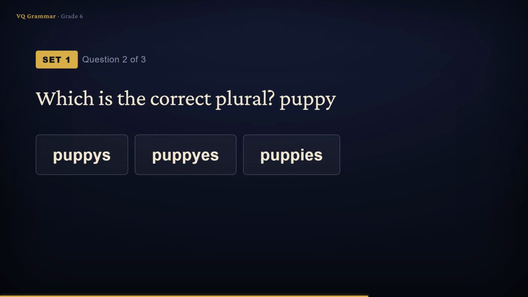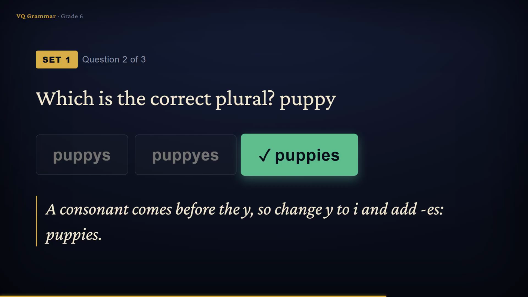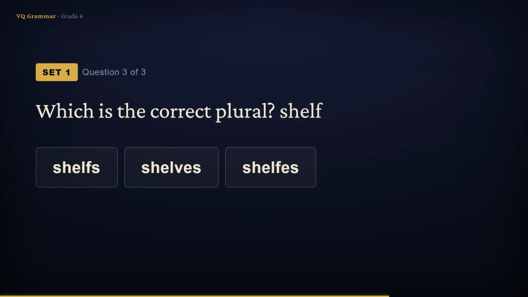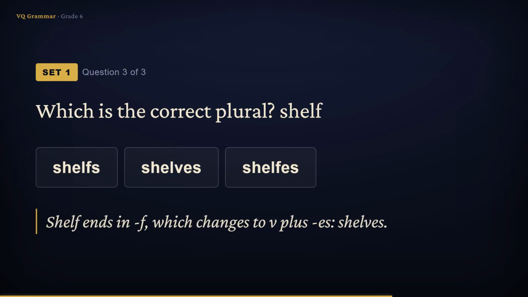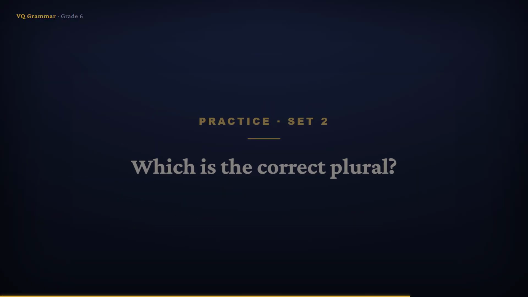Which is the correct plural of puppy? Puppy ends in Y, so we look at the letter right before it. That's a P, a consonant. So we change the Y to I and add ES. Puppies. So the answer is puppies. Which is the correct plural of shelf? Shelf ends in F. Say it as a plural and you can hear that soft V sound. So we change the F to V and add ES. Shelves. So the answer is shelves.